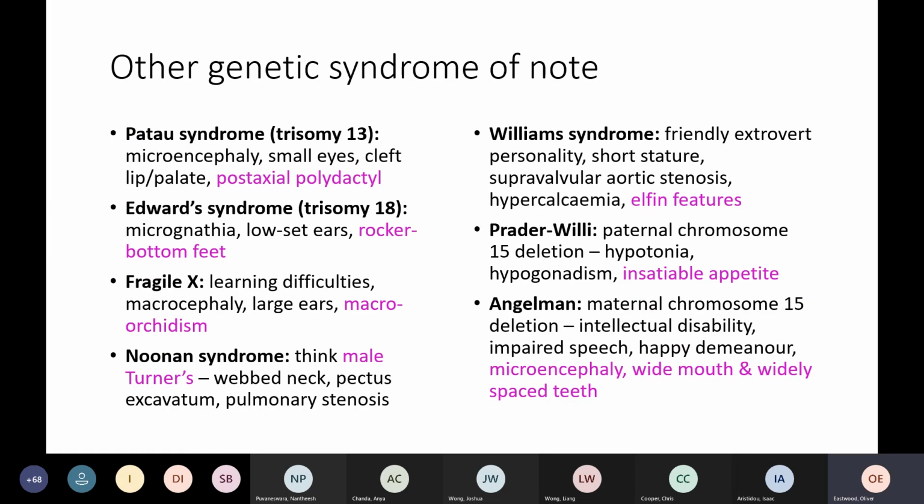So we'll go on to the different ones. There are hundreds of syndromes, and you can get really overboard with it. These are the only ones I think you should be aware of, and the pink feature I've put in is the way to pick it out in an SBA.